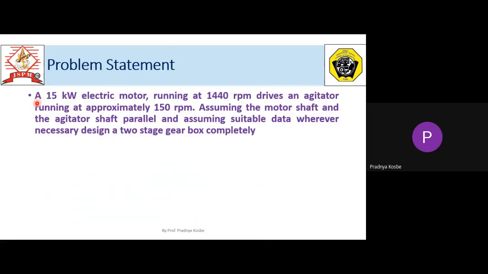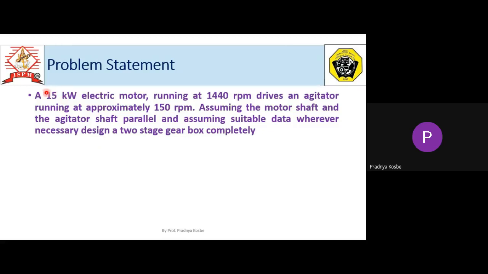Problem statement is here: a 15 kilowatt electric motor running at 1440 rpm drives an agitator running at approximately 150 rpm. Assuming the motor shaft and the agitator shaft are parallel, and assuming suitable data wherever necessary, design a two-stage gearbox completely.